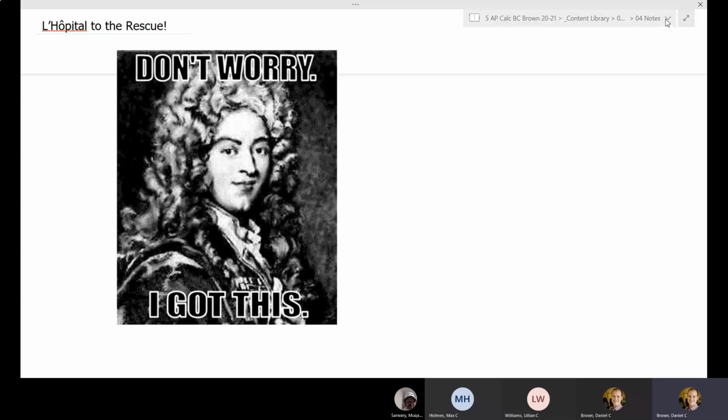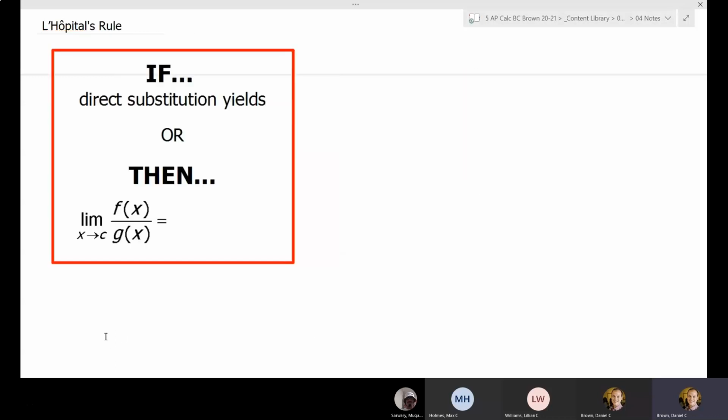So what does L'Hopital's rule state? It is only used for two main cases when you do direct substitution. If you do direct substitution and you get either 0 over 0 or infinity over infinity, those are the only two cases where you can use L'Hopital's rule. Sometimes you may rewrite a problem to force it to give you 0 over 0 or infinity over infinity. But those are the two main cases where we're going to use L'Hopital's rule.